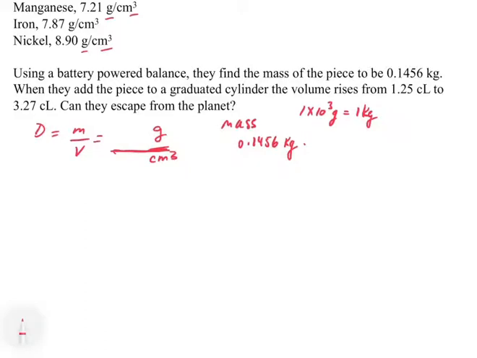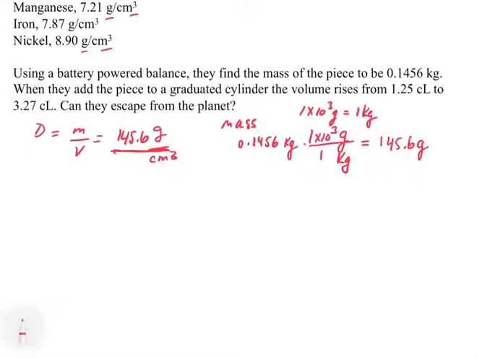So now we're just going to start to plug in. On the bottom we put kilograms, on the top we put grams. So for every 1 kilogram, there's 1 times 10 to the third grams. When we multiply this out, we're going to get 145.6 grams. And I can plug that in up here. So we've got the first half there.